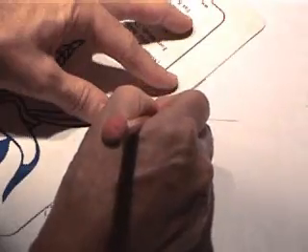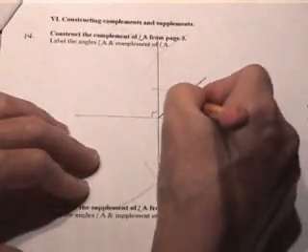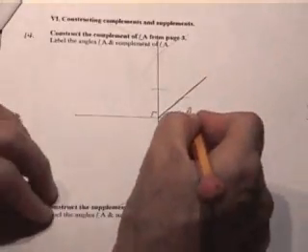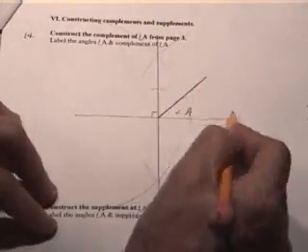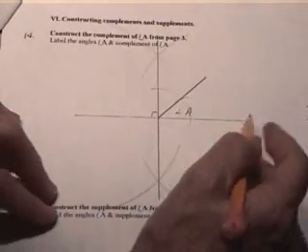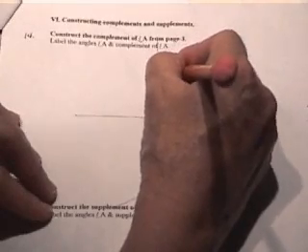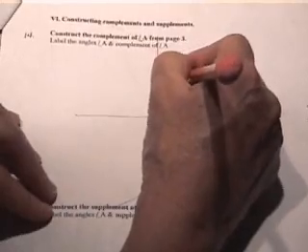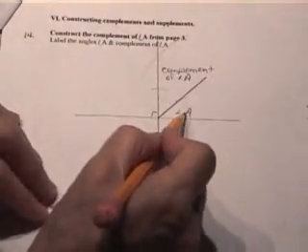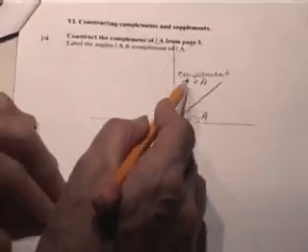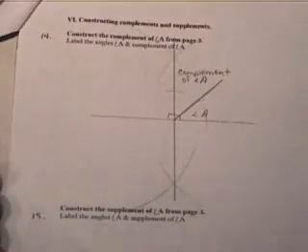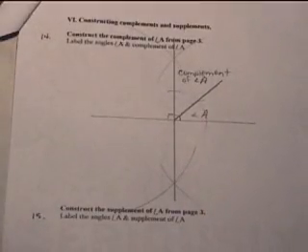So there it is. That is angle A. And if that is angle A, and this whole thing was a 90-degree angle, that means that this must be the complement of angle A. So this is angle A, that's the complement of angle A, and when you add them together, they form a 90-degree angle. Okay? So that is how you do that one.